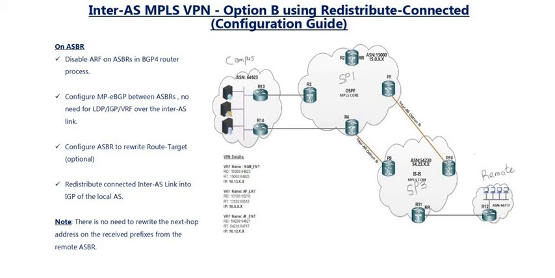Note, there is no need to rewrite the next hop address on the received prefixes from the remote AS. Like I've said earlier, there will be no need for you to specify next-hop-self when peering between R1 and the route reflector, and also on R4 with the route reflector, simply because we have fulfilled the reachability of the next hop by redistributing this connected link into the local IGP.